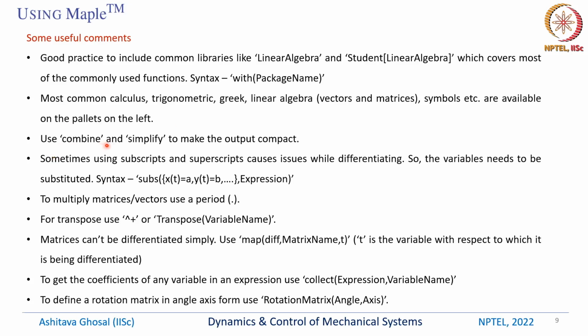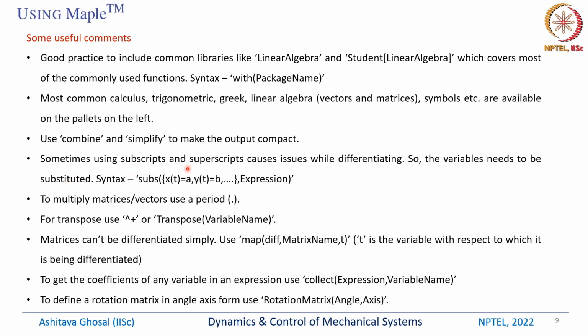You can use combine and simplify to make the output compact. So as I gave you an example, if you have sine squared theta plus cos squared theta, you can say simplify and it will give you back 1. It will use some inherent trigonometric identities which are pre-programmed to simplify these expressions.